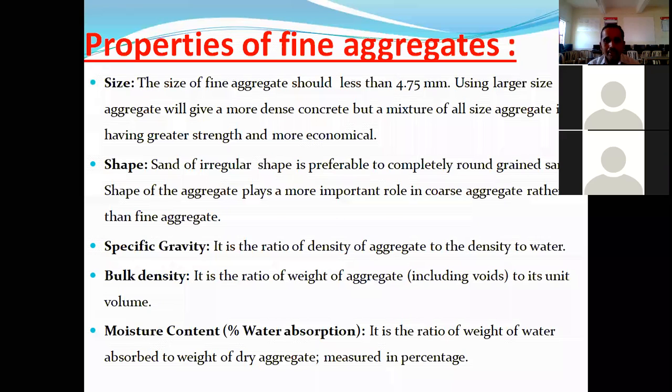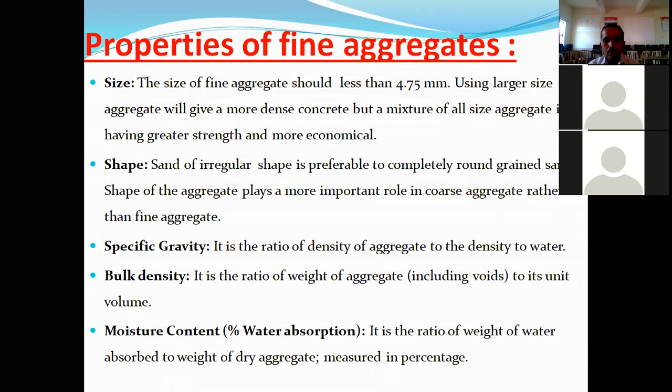Next one, bulk density. It is the ratio of weight of aggregate to its volume, that is aggregate with voids. We take the weight of the aggregate including voids and divide by the volume, then it will give the bulk density. So it is necessary for the batching of the aggregate, that is converting from weight batching to volume batching. We require the volume of the aggregate.